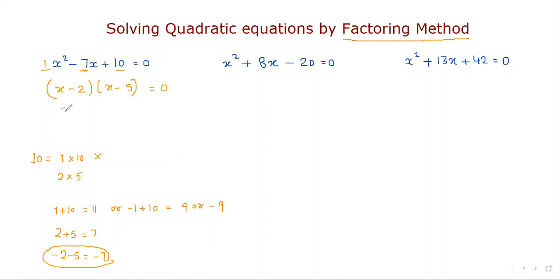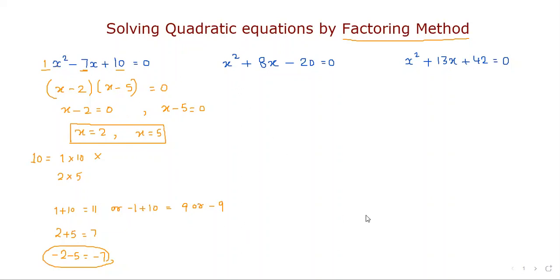Now to solve, equate both factors to 0. x minus 2 equals 0 and x minus 5 equals 0. From where you get x equals 2 and x equals 5. So these are the two solutions of this quadratic equation. Let's try some more examples.